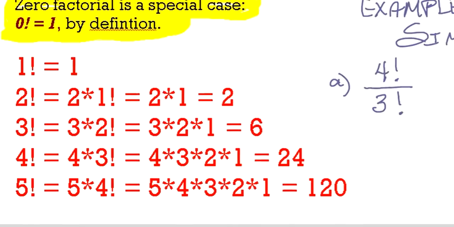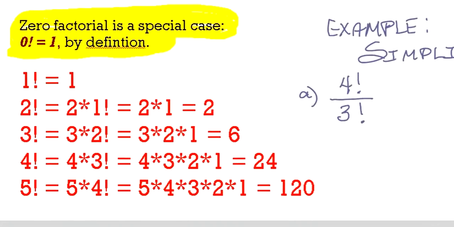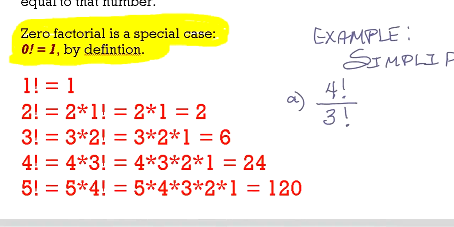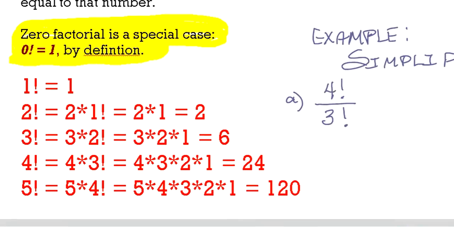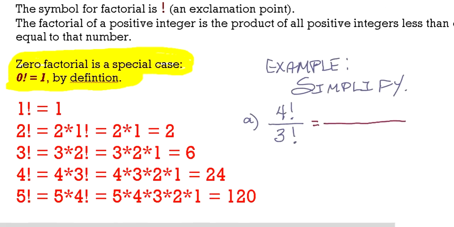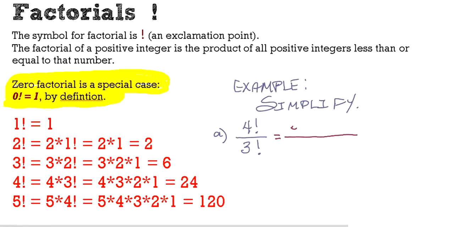Let's say the directions would be simplify. And let's say we have 4 factorial divided by 3 factorial in example A. Now, you won't always have to write it out, but I'm just going to show you how we divide factorials. It's quite simple. Remember, 4 factorial is 4 times 3 times 2 times 1, as a multiplication. And then 3 factorial would be 3 times 2 times 1, multiplied.